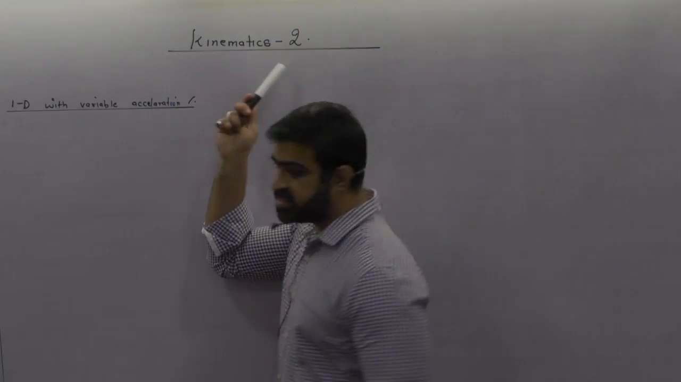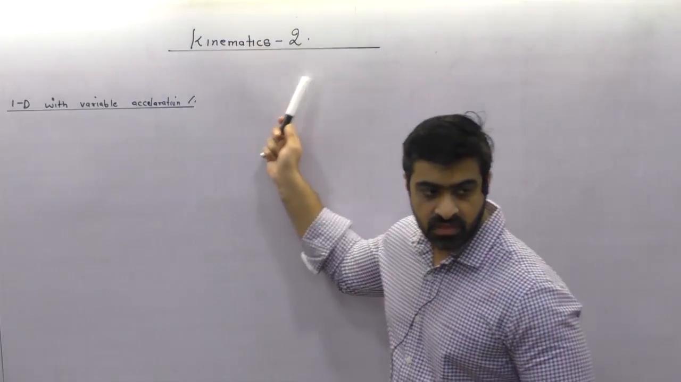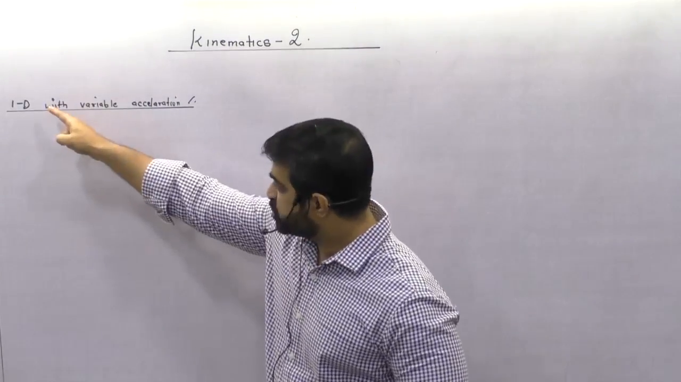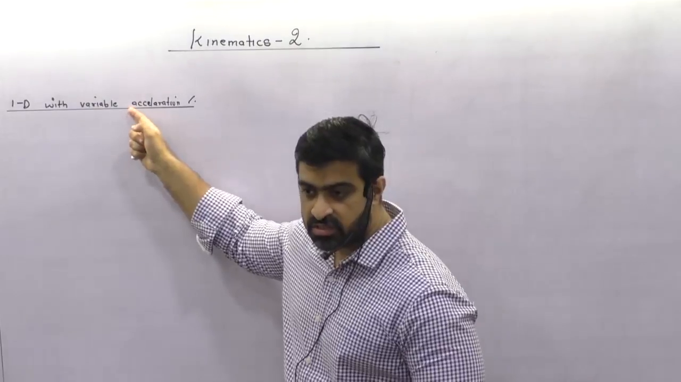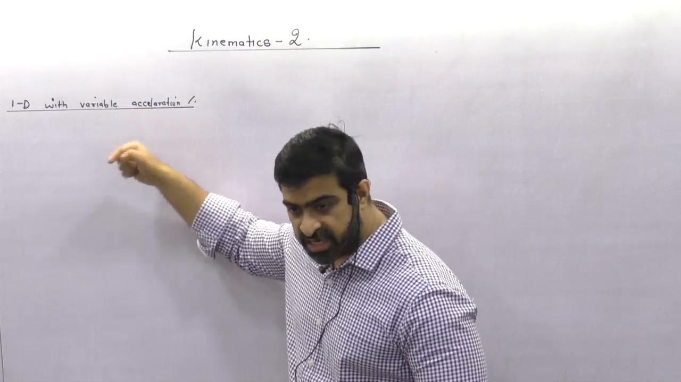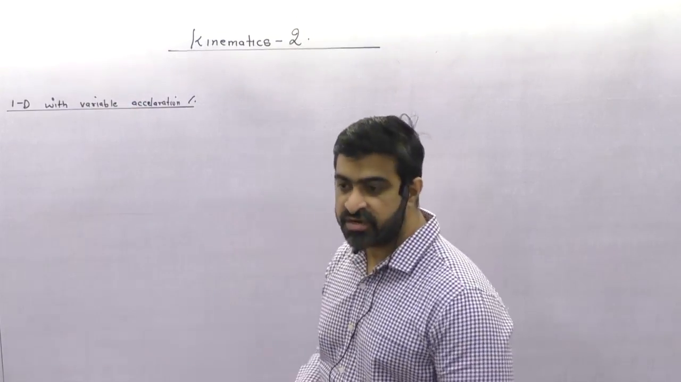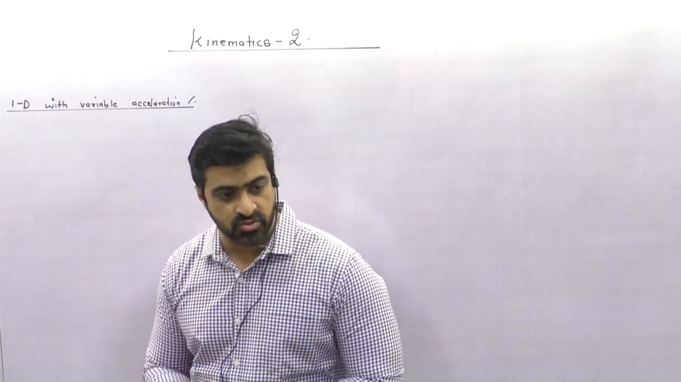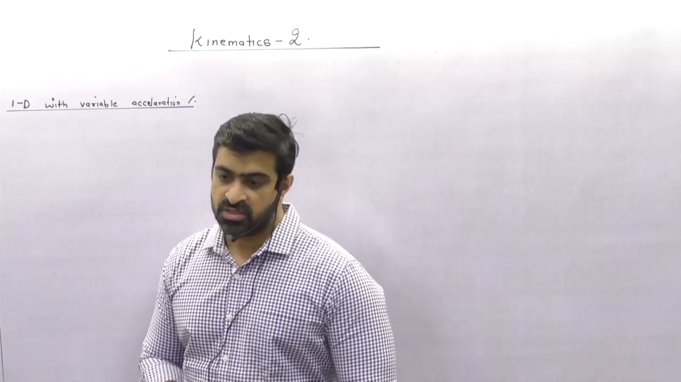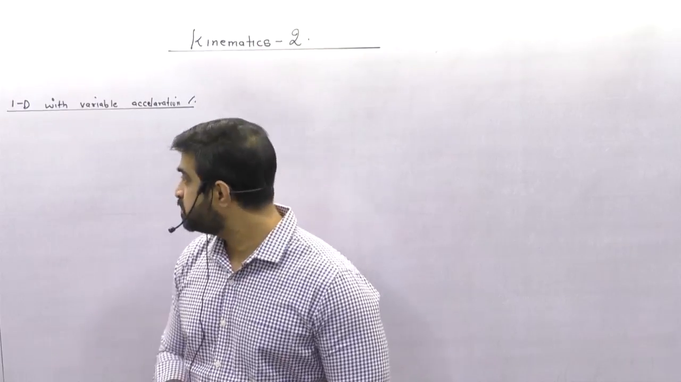So we are dealing with kinematics, second lecture. We were doing one dimensional motion. Last time we had done uniform velocity and constant acceleration, where we use general kinematical equations: v is u plus at, s is ut plus half at square, v square is equal to u square plus 2as. A couple of sums we had done last time.